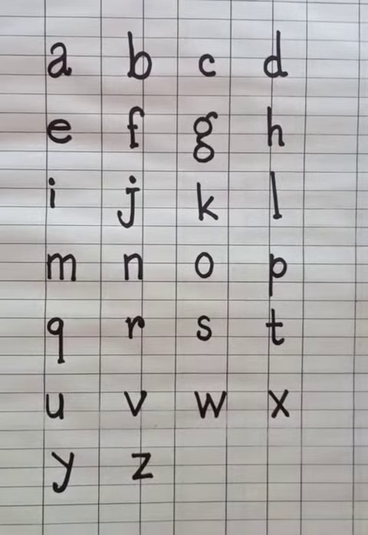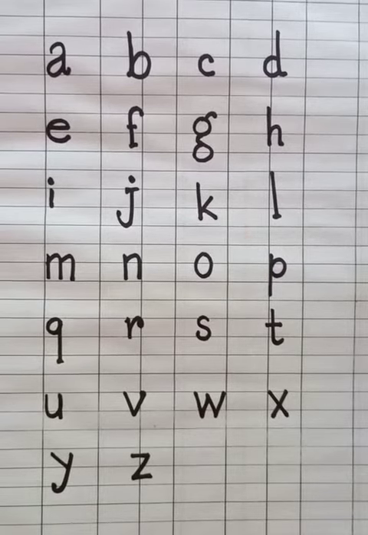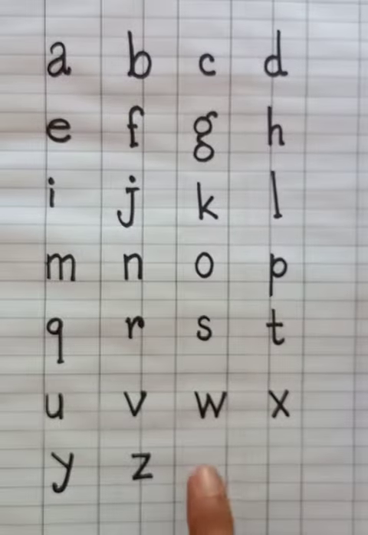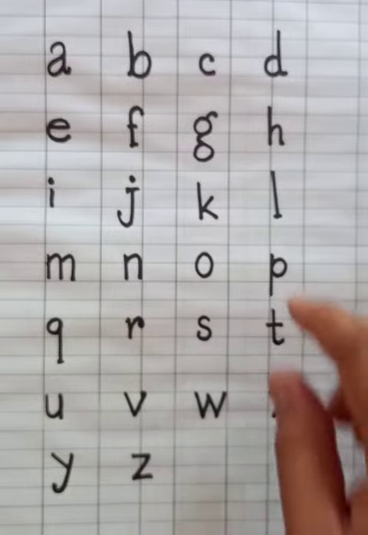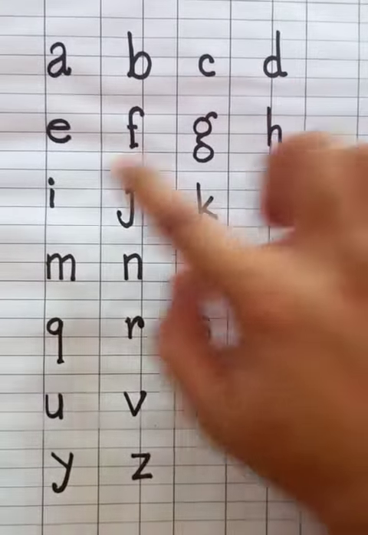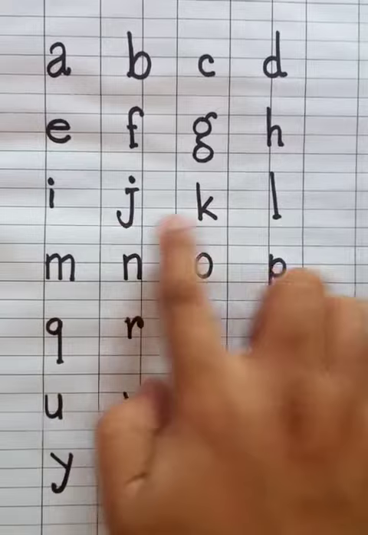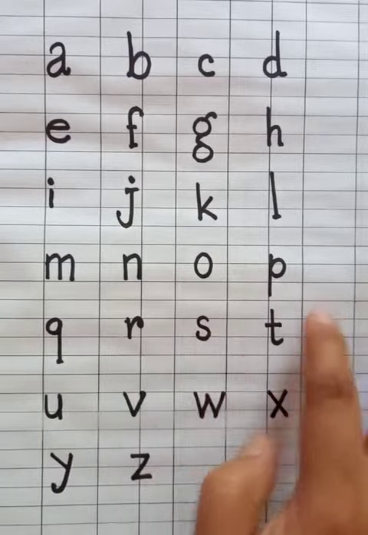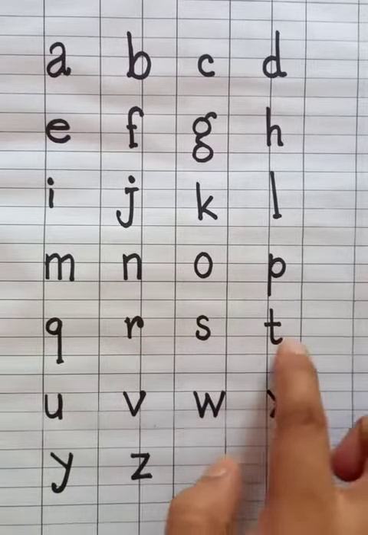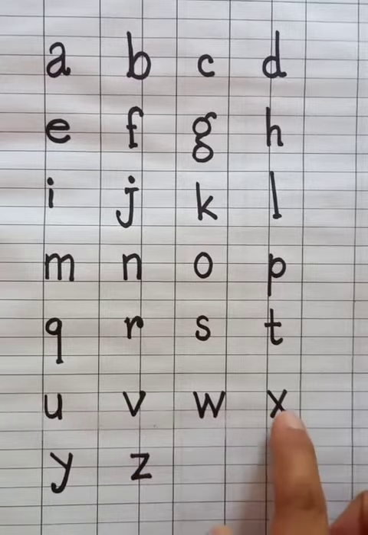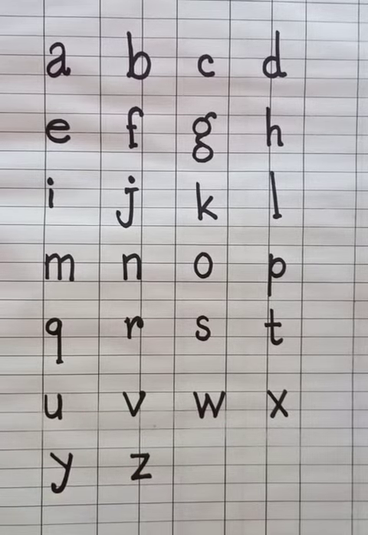So all the letters, alphabets you can see here. Okay, so starting from letter A, finishing up here letter Z or Zed. A, B, C, D, E, F, G, H, I, J, K, L, M, N, O, P, Q, R, S, T, U, V, W, X, Y, Z.